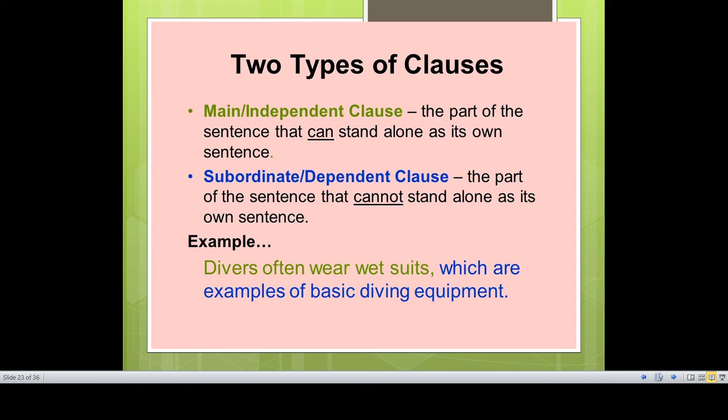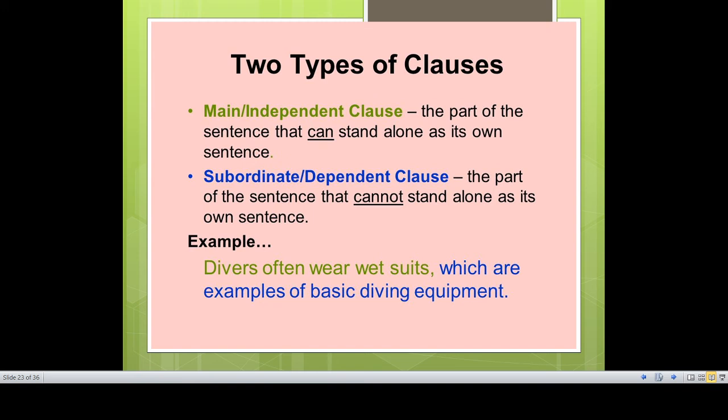For example, you have a single sentence here. Divers often wear wetsuits, which are examples of basic diving equipment. You can see the double shades there, the green one and the blue one, and you can just connect the color sequence and identify. Of course, "divers often wear wetsuits" is in fact the main clause or the independent clause, because divers often wear wetsuits. Full stop. You can put a period there and complete the sentence there. It can stand on its own.